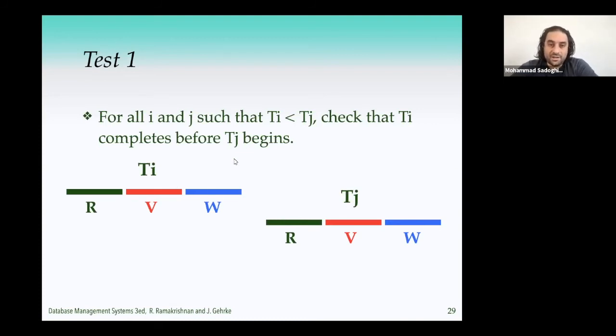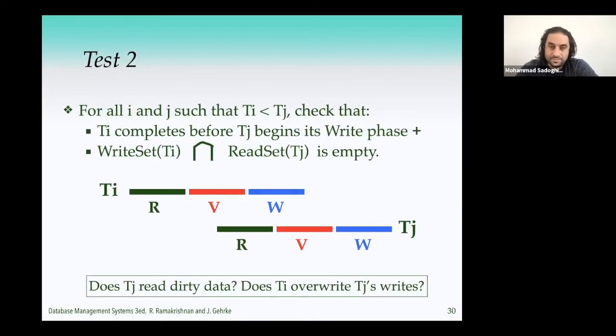So for any j that is bigger than i, if Tj completely starts after Ti completely ends, then there's clearly no conflict between the two. Now a second test. Now assume that Tj and Ti have some overlap among them.